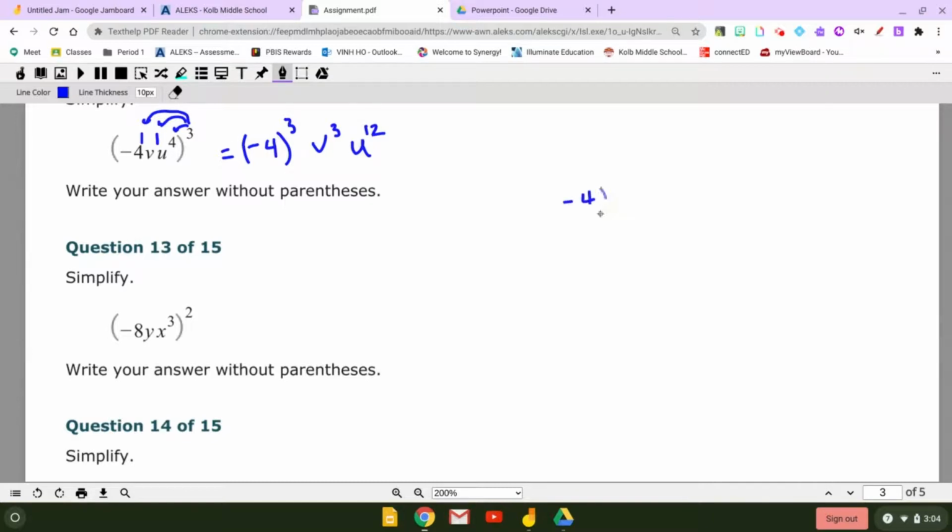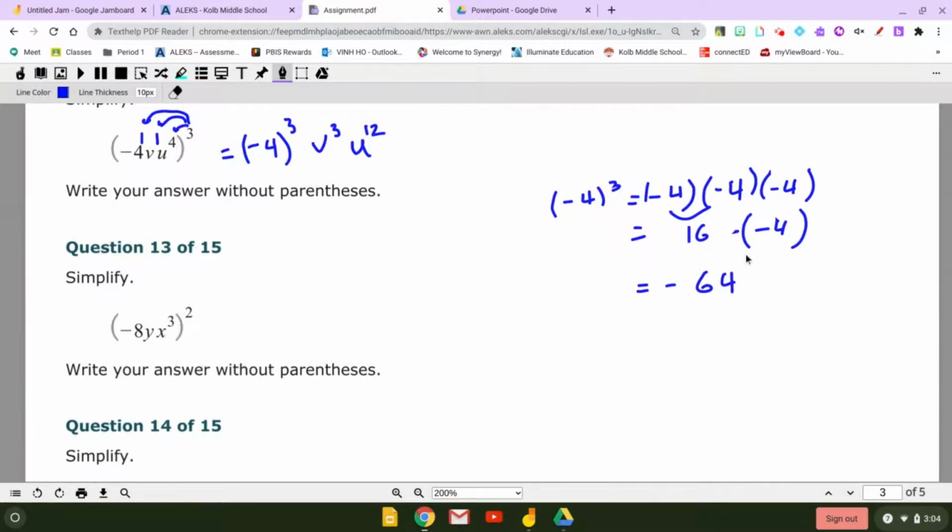Now, negative 4 to the third power means negative 4 times negative 4 times negative 4, like 3 times. Negative 4 times negative 4 is positive 16, times negative 4. That will be negative 64. So that will be negative 64 v to the third power and u to the 12th. And that is our final answer. That's it.